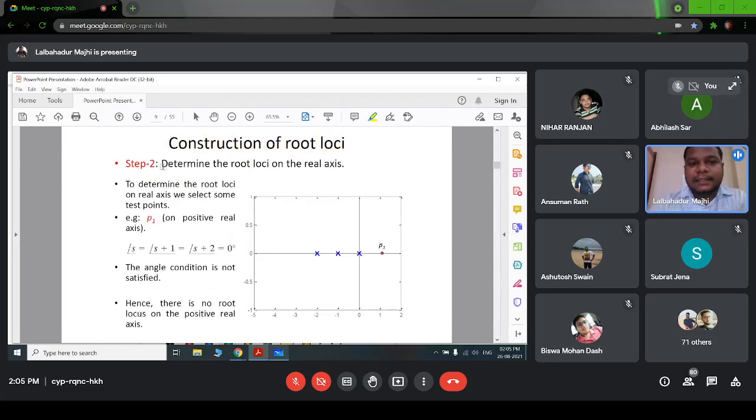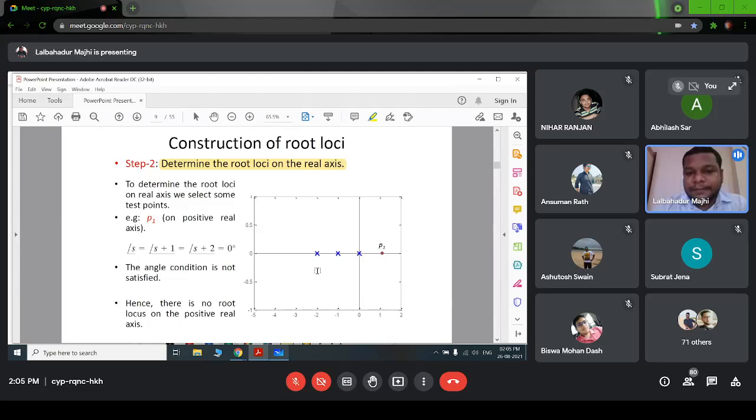So then the next step is to determine the root locus on the real axis, right? Which branch should be the root locus branch, we have to decide. And we know that by using the angle condition, we can identify whether a point is lying on the root locus. Okay, all the path will not lie on the root locus, so we have to use the angle condition to check whether that point is lying on the root locus path or not.